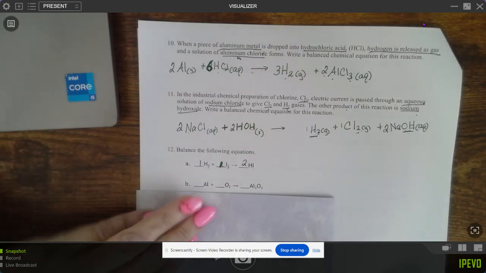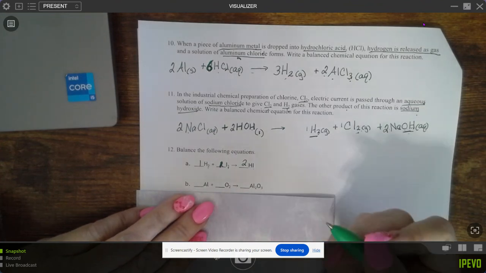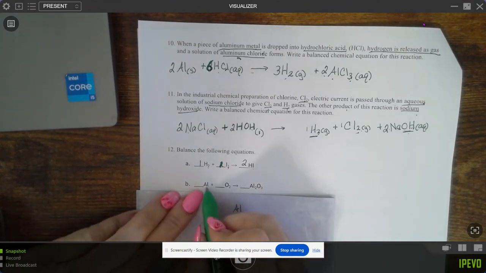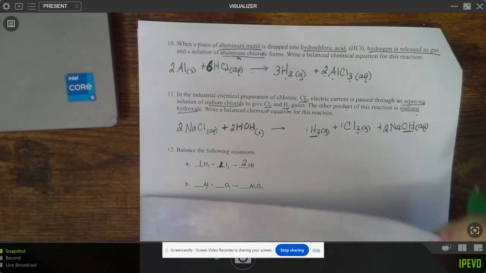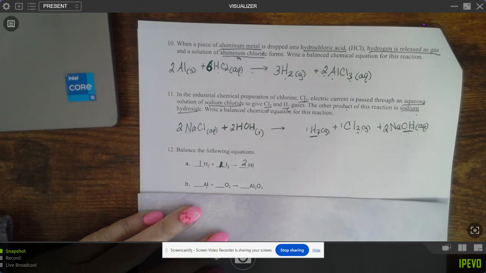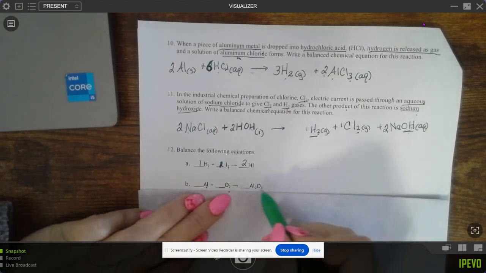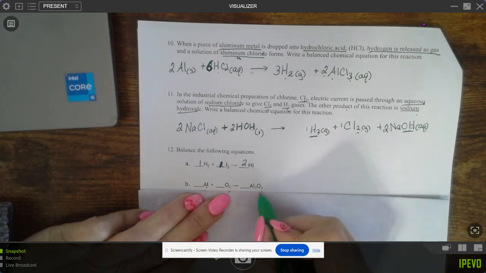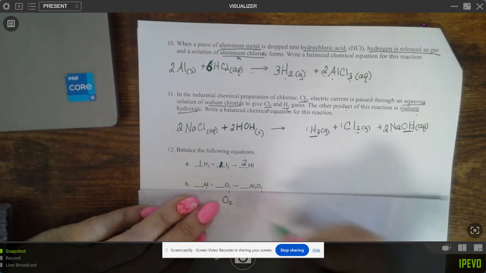Okay, so let's look at this one. We have aluminum plus oxygen produces aluminum oxide. Actually, I'm going to do this the other way. I'm going to draw these. So if you look here, I have 1 aluminum and 2 oxygen. Over here, I have 3 oxygen. So I'm going to start with oxygen.